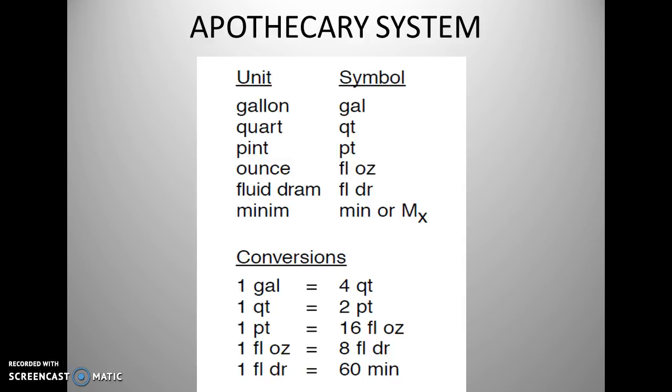Conversions that you probably have been familiar with: 1 gallon is equal to 4 quarts, a quart is 2 pints, 1 pint is 16 fluid ounces, 1 fluid ounce is 8 fluid drams, and 1 fluid dram is 60 minims. We don't really see fluid drams or minims much, but gallons, quarts, pints, and ounces you can find a lot.